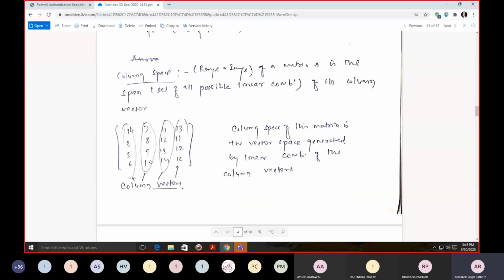So let's say this is my column vector, again this is my column vector, again this is my column vector, and this is my column vector. So what is the column space? Column space is that I am ranging from here, or going from here to here, or like this. So the column space of this matrix is the vector space generated by linear combinations of your column vectors. So let's say we are in 4 dimensions.